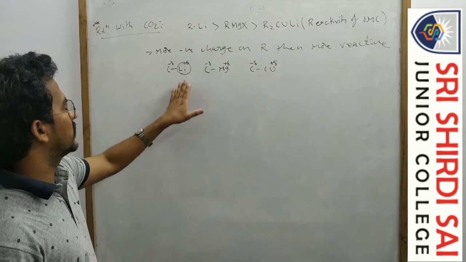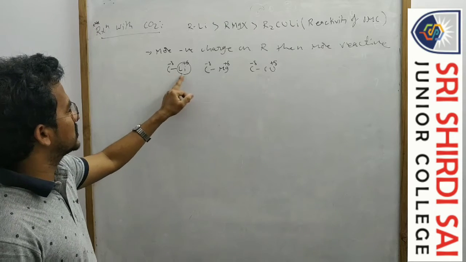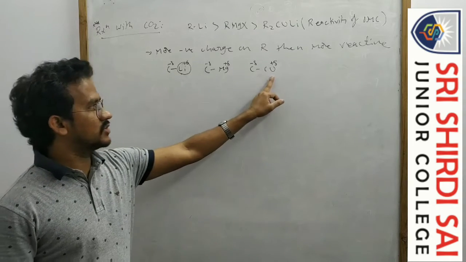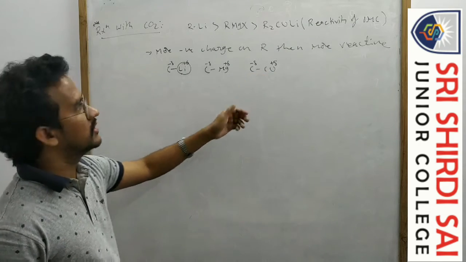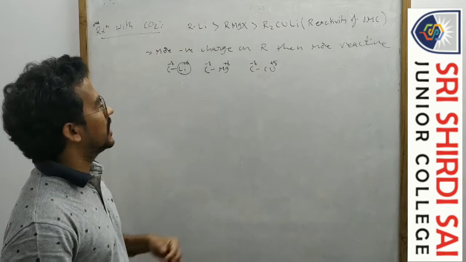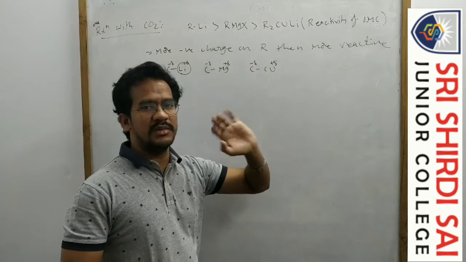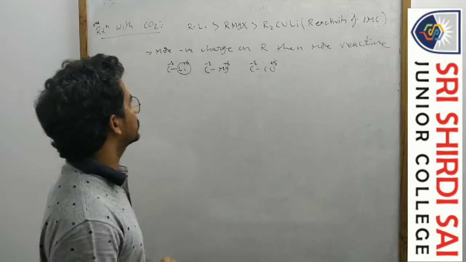So more electropositive means more electron density difference, so more negative charge and more positive charge. Less electropositive means less positive and less negative charge. So less negative means less reactive. Alkyl lithium is more reactive than RMgX, the Grignard reagent. And the Grignard reagent is more reactive than Gilman's reagent, lithium dialkyl cuprate.